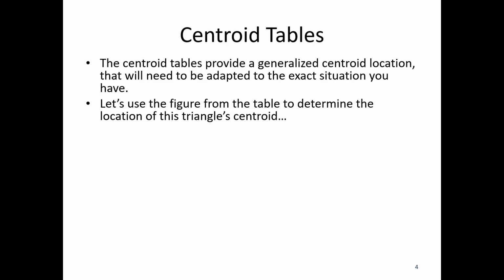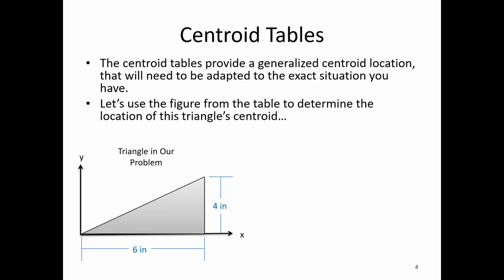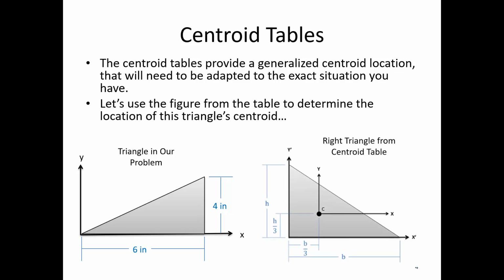So let's use a figure from the table to determine the location of a triangle's centroid. Here is a problem that we did before. We could do this via integration. It's really not that bad. If we look in our centroid table, we're going to see the following. This is from the table in this book here. We can see that the centroid is b over 3 and h over 3. So whatever the height is, take that over 3 and I go up that amount. Whatever the base is, I take that over 3, go over that amount. And this c is my centroid in the table.